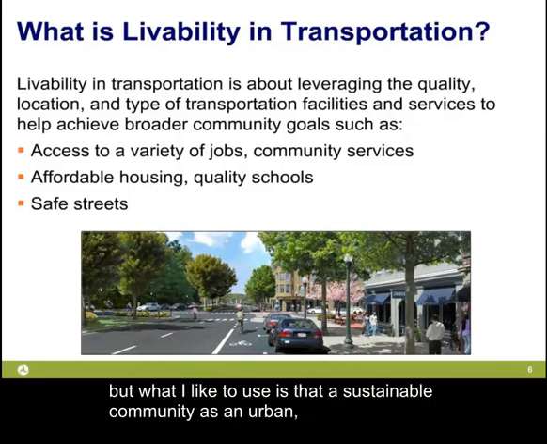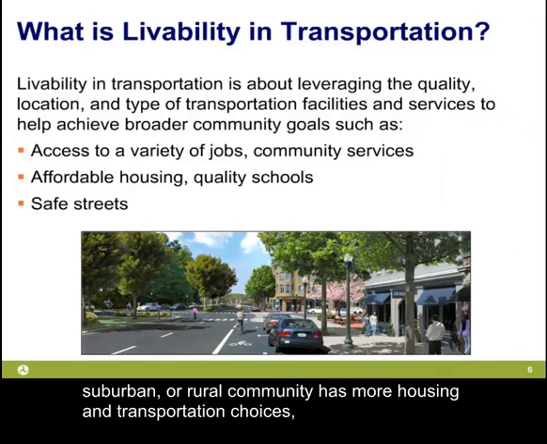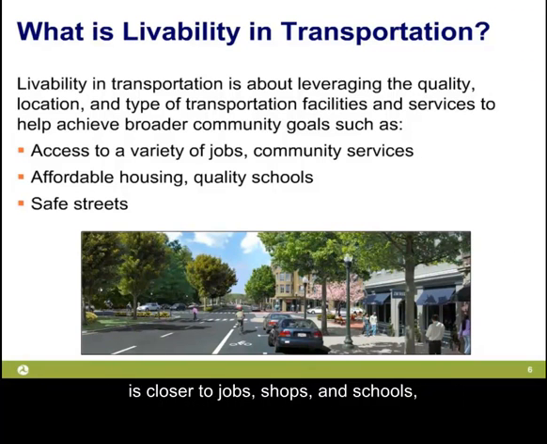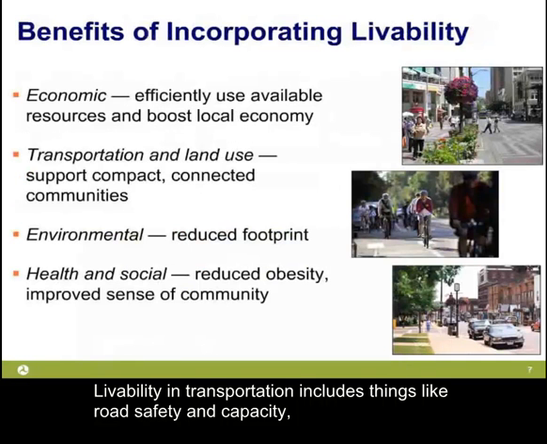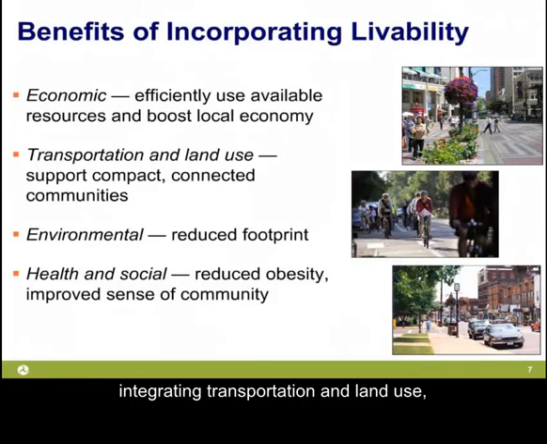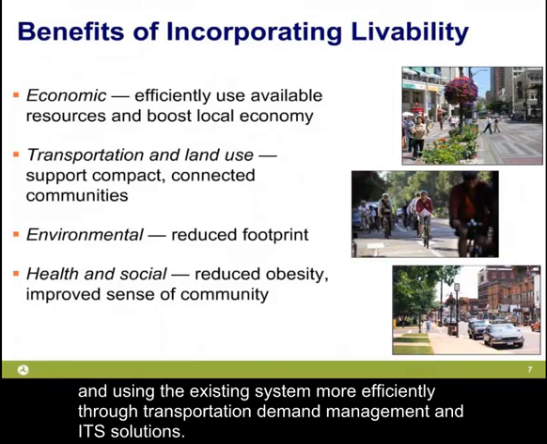But one I like to use is that a sustainable community is an urban, suburban, or rural community that has more housing and transportation choices, is closer to jobs, shops, and schools, is more energy independent, and helps protect clean air and water. Livability in transportation includes things like road safety and capacity, integrating transportation and land use, and using the existing system more efficiently through transportation demand management and ITS solutions.